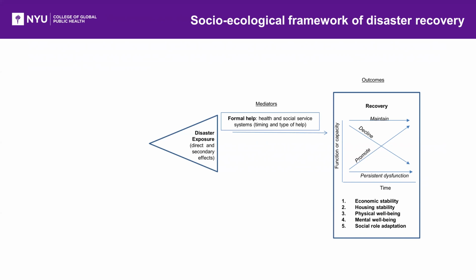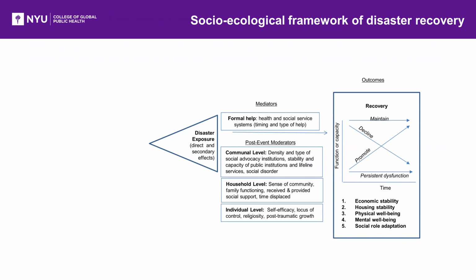In terms of some of the mediators and moderators that are going to influence this path between the dose and the response, there's obviously the formal help system. There are a number of post-event moderators that occur after the event has taken place, and they can happen at multiple levels, at community, household, or individual levels. At a community level, we often think about, and we model and test things such as the institutions that emerge or that existed in the communities that these survivors live in.